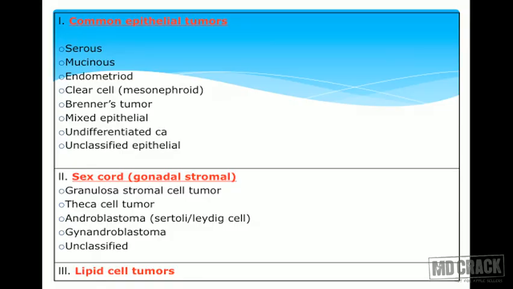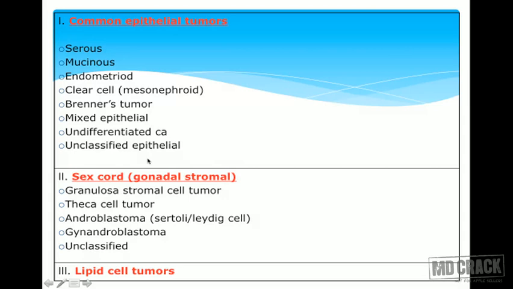The common classification: the most common tumor is the common epithelial tumors, in which you will see all the genital tract epithelium forming tumor, like serous tumor, mucinous, endometrioid, clear cell, that is mesonephroid, Brenner's tumor, mixed epithelial tumor, undifferentiated and unclassified. In common epithelial tumors, the tumors to be remembered are serous, mucinous, endometrioid, and Brenner is a very important tumor in the epithelial variety.